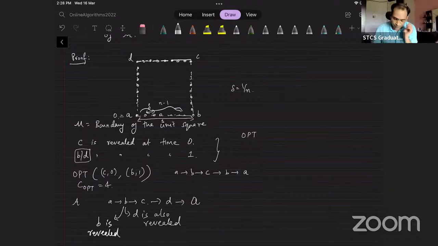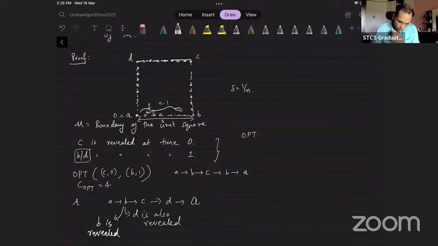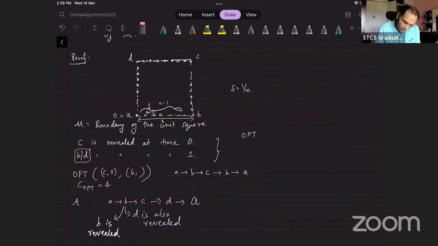So this input is not right. You should reveal B or D at time 3. Okay, very good. Let's try that. But the OPT's cost will also change, will it not? No, it will not be the same. Yeah, that's right. It will not change. So this still works, right? Because it knows what's coming. So it goes to C and comes back to B at exactly time 3 and goes back. So it's 4. Now let's look at what A does.